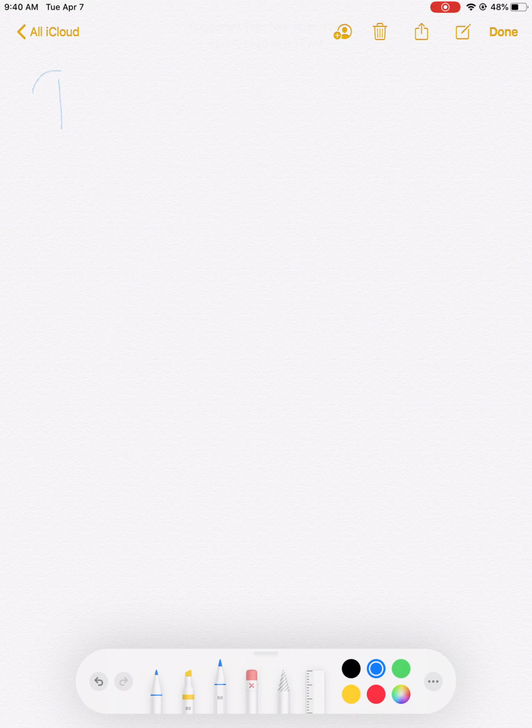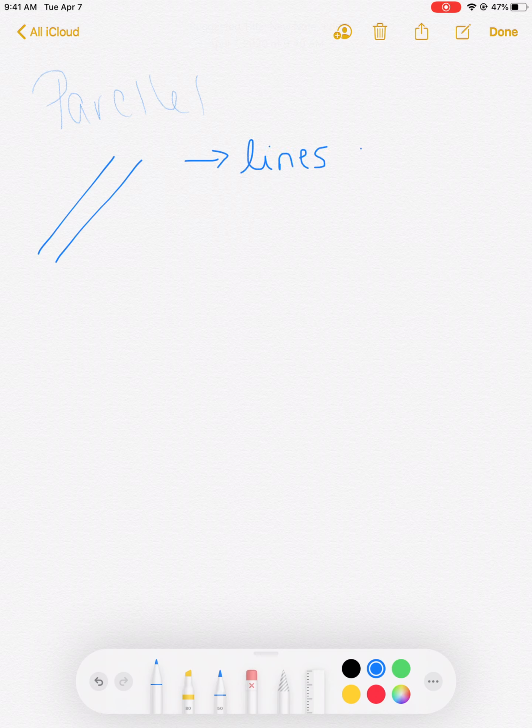Okay, so for parallel, yeah, that's brutal, eh? If you can remember what parallel means, hopefully all of you are saying in your head, it never touches. You're right, it never touches. Those are supposed to be perfectly straight. If it's parallel, that means the lines never touch.